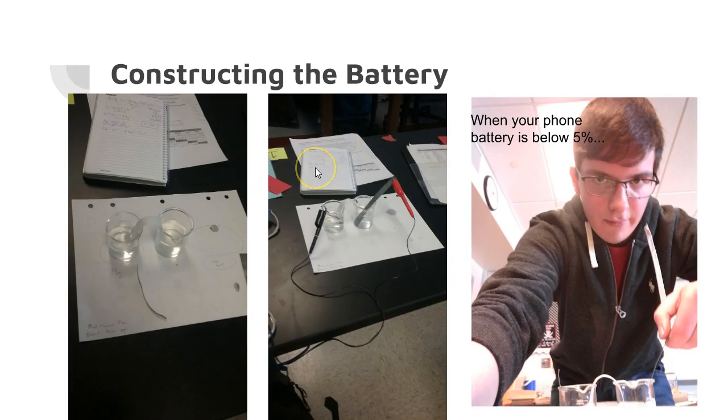Now I also placed the magnesium and zinc electrodes in their respective solutions. The black wire was hooked up to the magnesium electrode since it was the anode, and the red wire from the voltage meter was hooked up to the zinc electrode since it was the cathode.